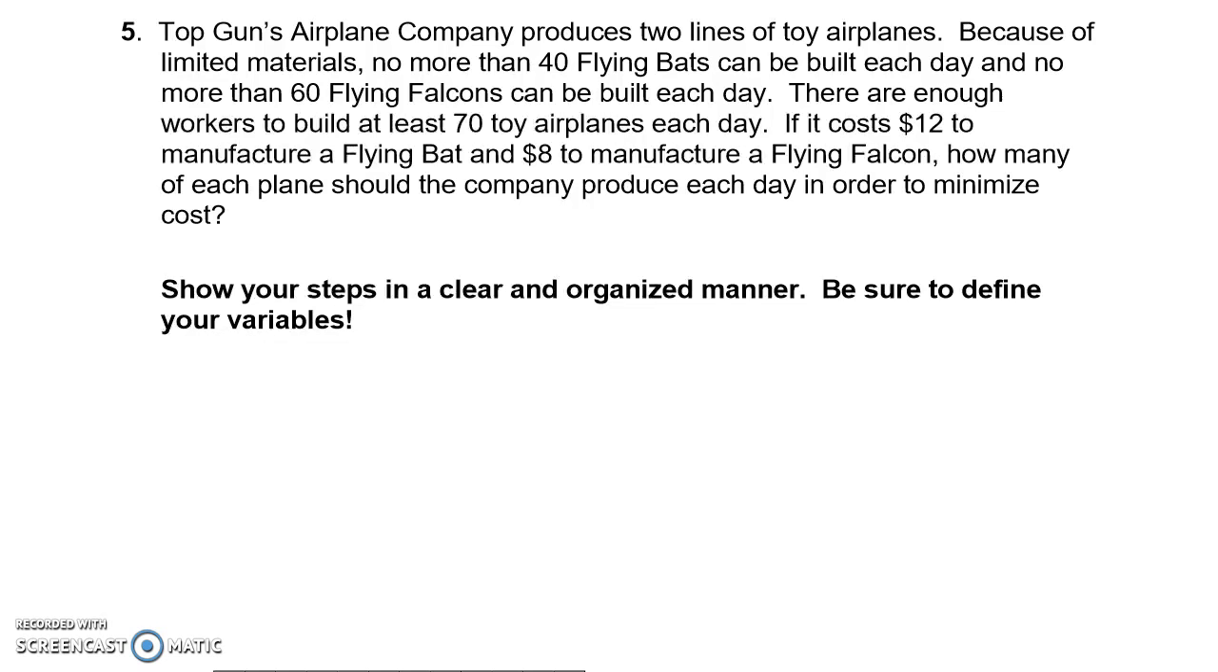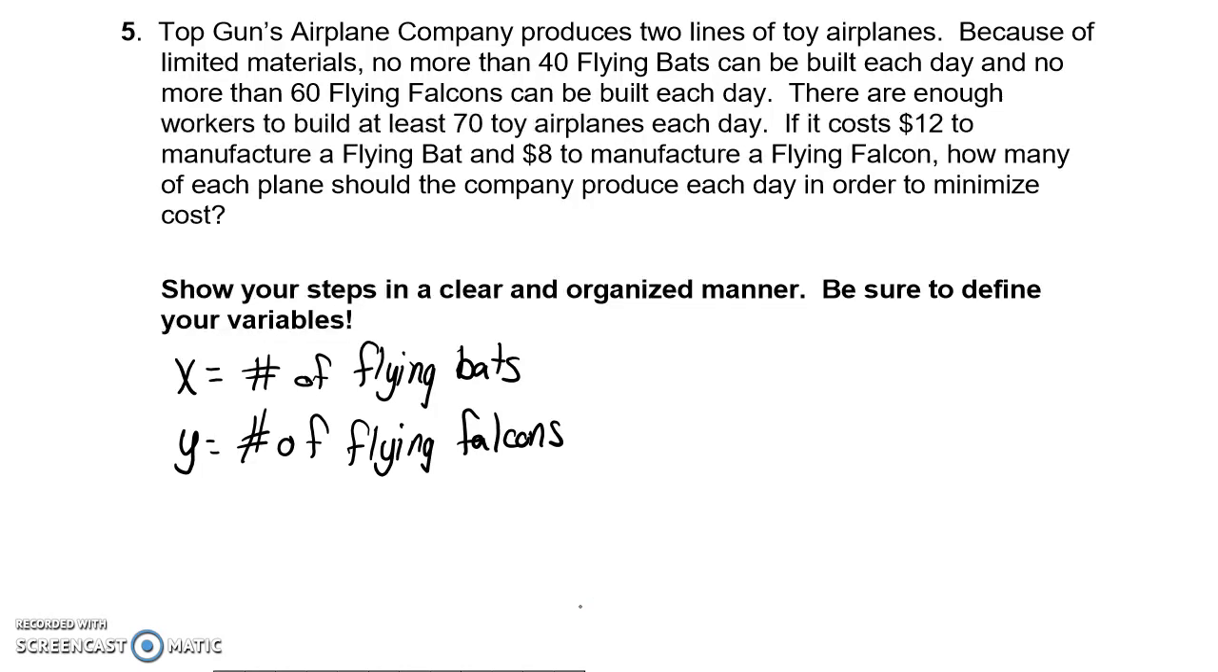Before you do that, just know that I'm going to be using these as my variables. I have to know how many of each plane they should produce, so I need to know the number of flying bats and number of flying falcons, and I'm going to use these x's and y's. Go ahead and press pause now if you want. You can try to come up with your cost function, which will be your objective function, and then come up with as many of the constraints as you can.